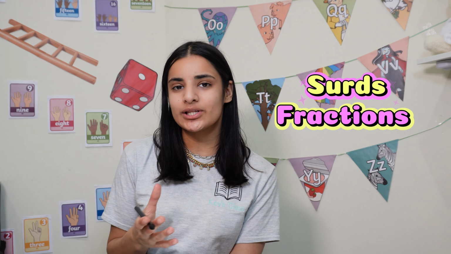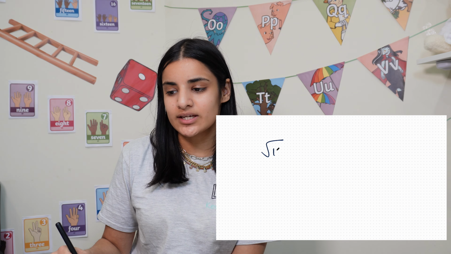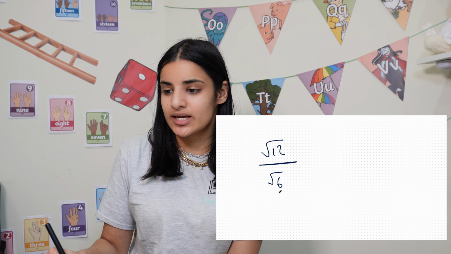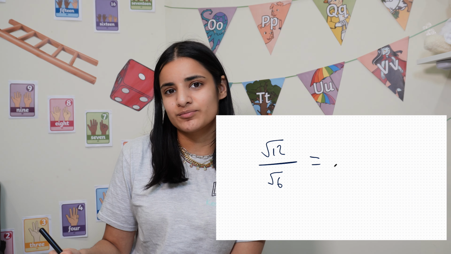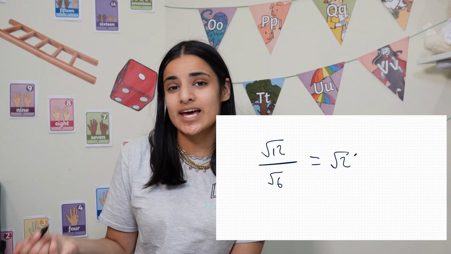And the last thing we're going to look at is surds in a fraction form. So if I had something that looked like this, root 12 over root 6, all you're going to do is simplify the fraction, which in this case would be root 2, because 6 goes into 12 twice. And again, we have a surd here, so I cannot simplify it any further.